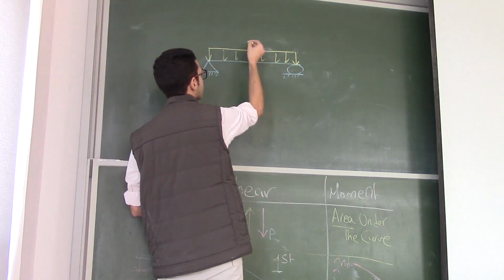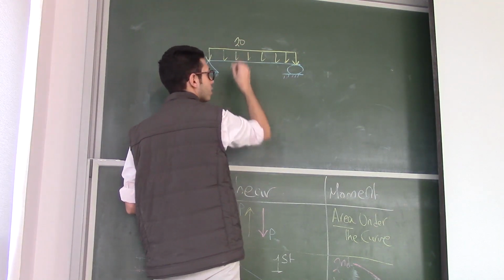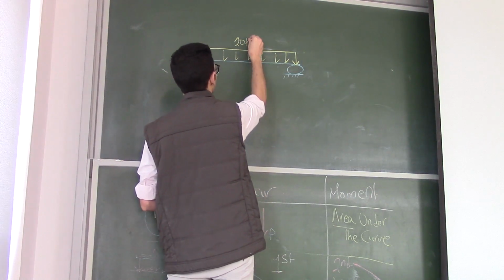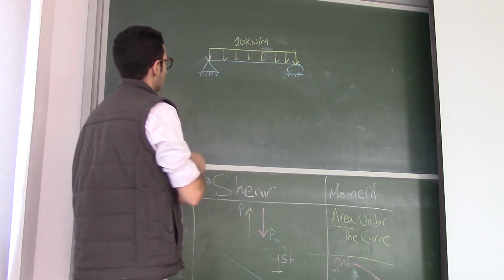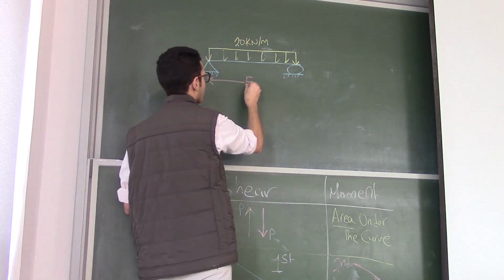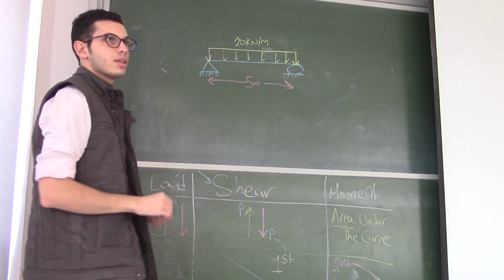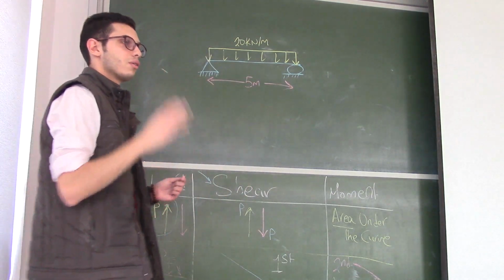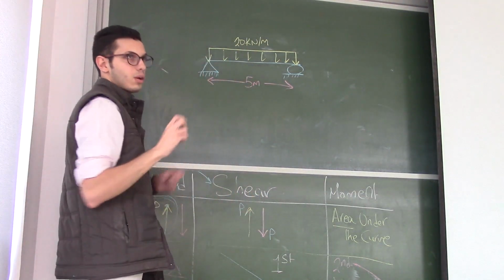And we have a load like this. Let's put it at 20 kilonewton per meter, and the length here is 5 meters. Let's start with this one. It's very simple, very direct to the point, and you can understand the basic concept from it.